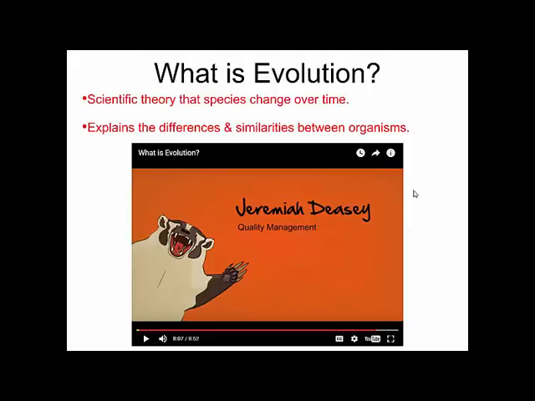So evolution means species change over a period of time. The species we see around us today, they didn't look like they do, they didn't act like they do, they didn't have the same features for all of eternity. Times in the past, they may have been different from what they are today. So evolution is the change in a species over a period of time.